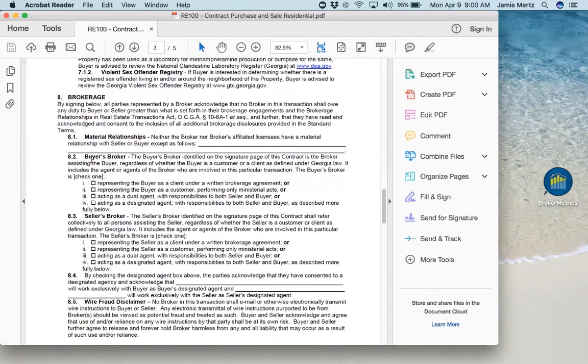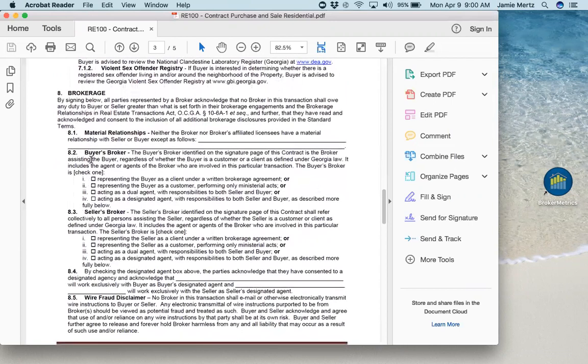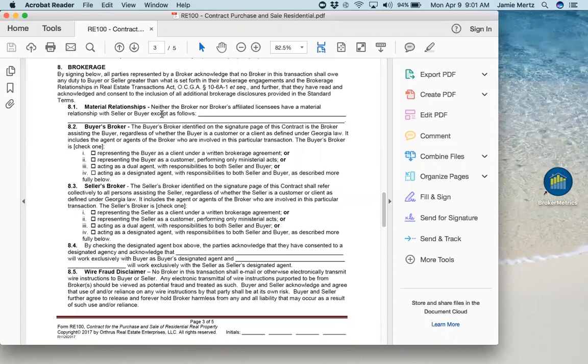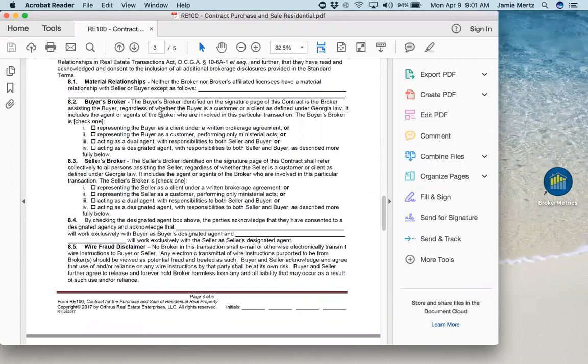Paragraph 8 talks about your brokerage relationship. If there is a material relationship between you and a member of the contract, whether it be the buyer or the seller, you need to duly note that in paragraph 8.1. Relative, close friend, personal instructor, fiance, husband, wife, mother, brother, son, uncle, cousin, all that information needs to be disclosed in the material relationship section.